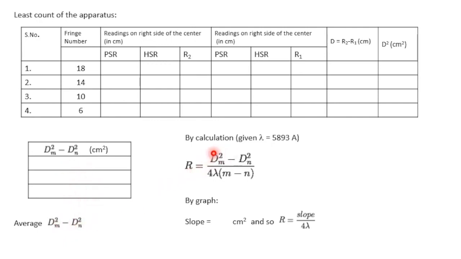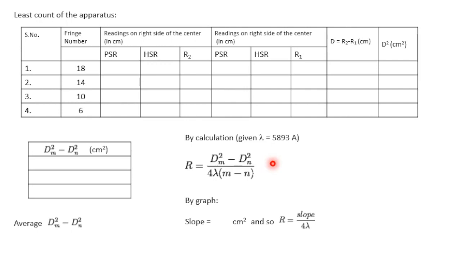And then substitute the average value of Dm squared minus Dn squared in the numerator of this expression. In the denominator, you have 4 times lambda times m minus n, and because we have chosen m and n such that m minus n is 4, you need to substitute 4 over here. And once you do the calculation, you have the radius of curvature of the plano-convex lens determined from this formula.